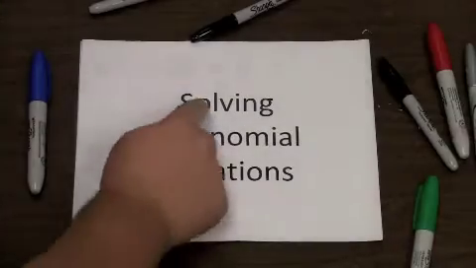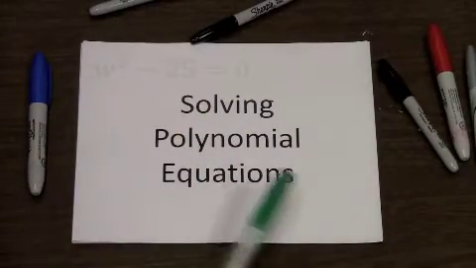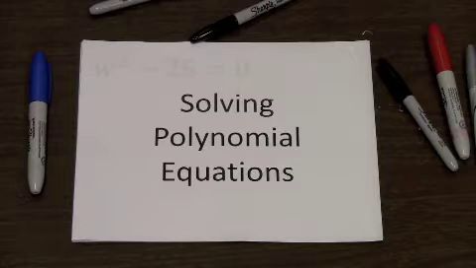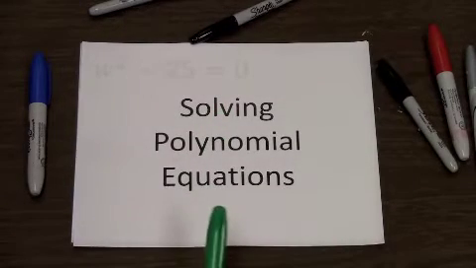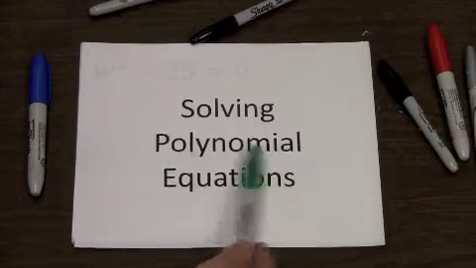Alright, today's topic is solving polynomial equations. And I just want to give you a reminder right off the bat that solving equations means to get the x by itself. So we're going to have an equal sign, two sides of the equation. On one side we're going to get a variable, and on the other side we're going to get a numerical answer. So solving equations, get the x by itself usually. In this case we're going to have polynomials.